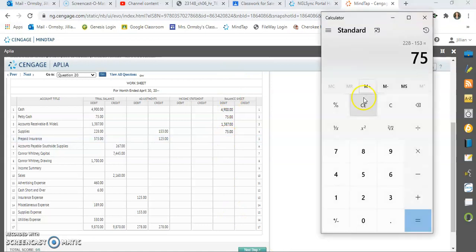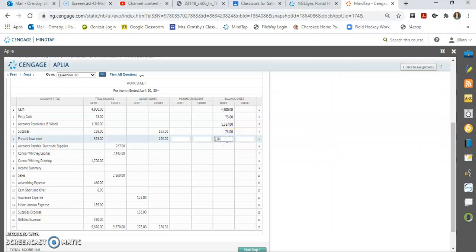Then we're going to do the same thing again for prepaid insurance. So 375 minus 125 equals 250. Updated balance stays in the debit column. Now, accounts payable is a credit, no adjustment, so we just copy it over. 267, 7,443, and then drawing is a debit, 1,700.